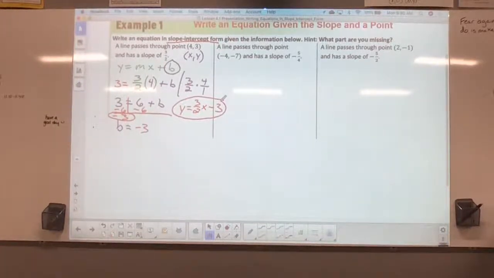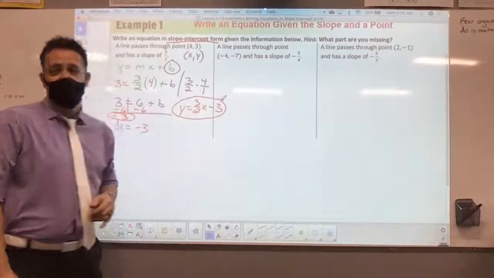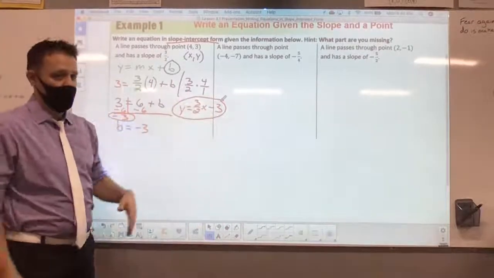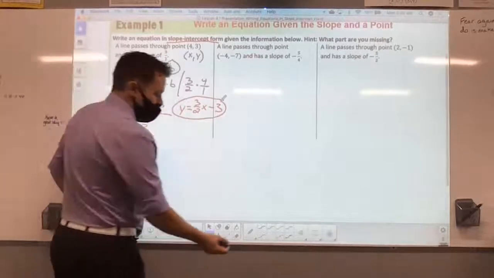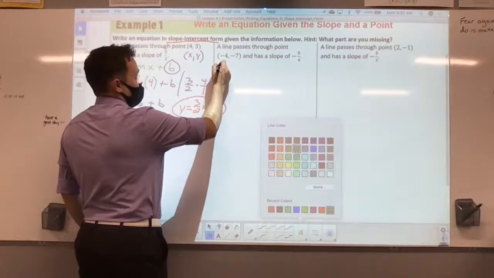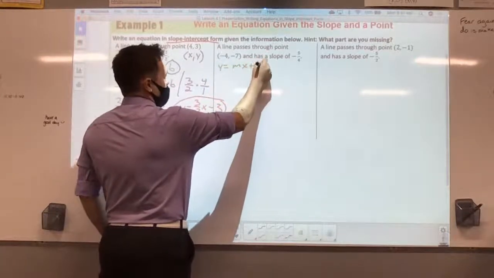One thing I noticed on the test, some of you were writing y equals the slope and then the y-intercept, but you were forgetting the x. Don't forget the x. It's y equals mx plus b. Does that make sense to everybody? If it doesn't, speak up now. All right, once again, y equals mx plus b.